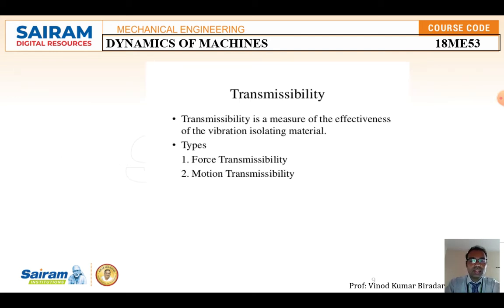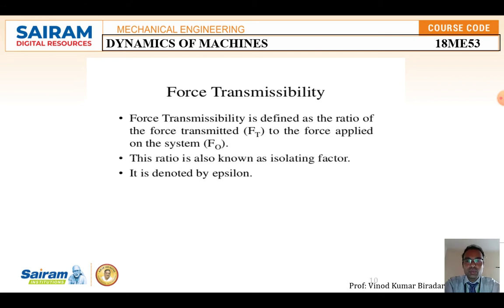Okay, the next word is transmissibility. Transmissibility is a measure of the effectiveness of the vibration isolating material. This is also very important. There are two types of transmissibility: force transmissibility and motion transmissibility. Force transmissibility is defined as the ratio of force transmitted, F_T, to the force applied on the system. The ratio is also known as the isolating factor, and it is denoted by epsilon, E.